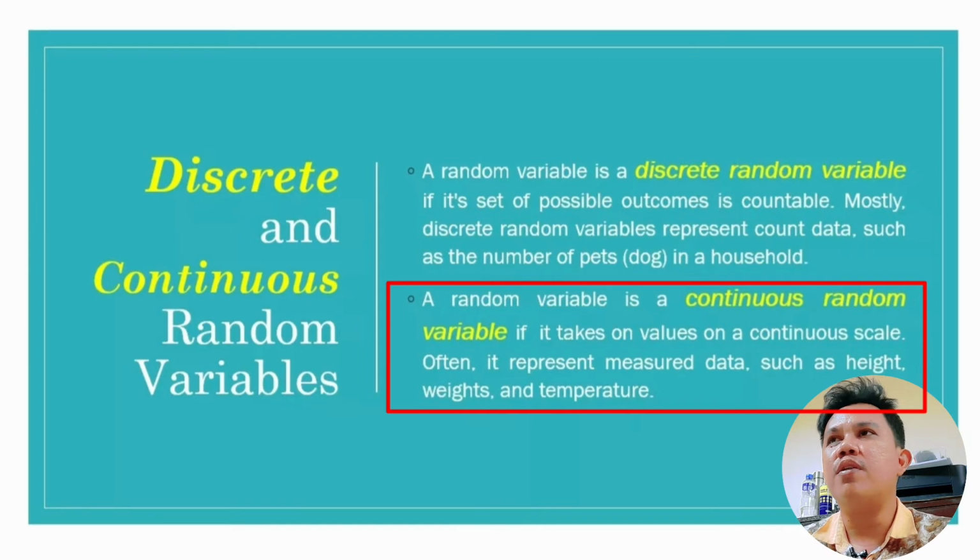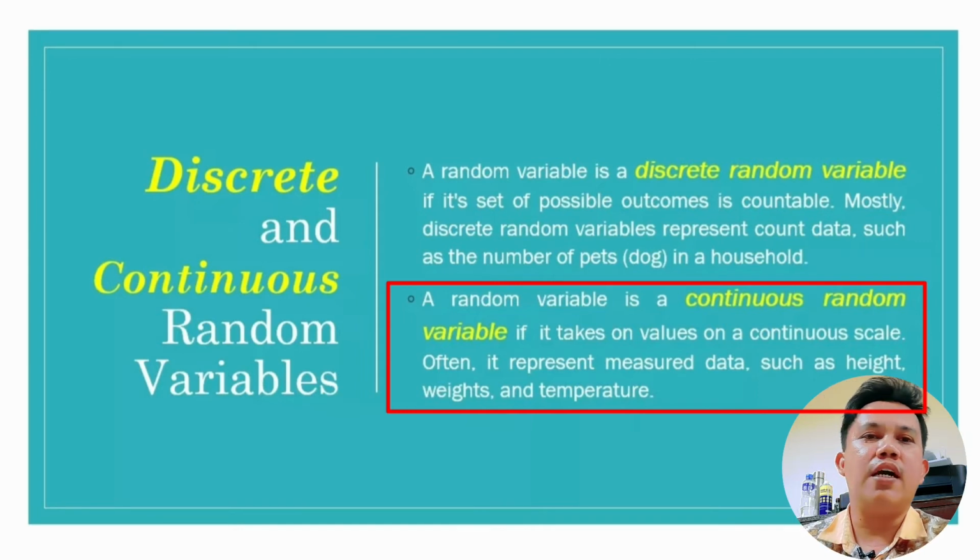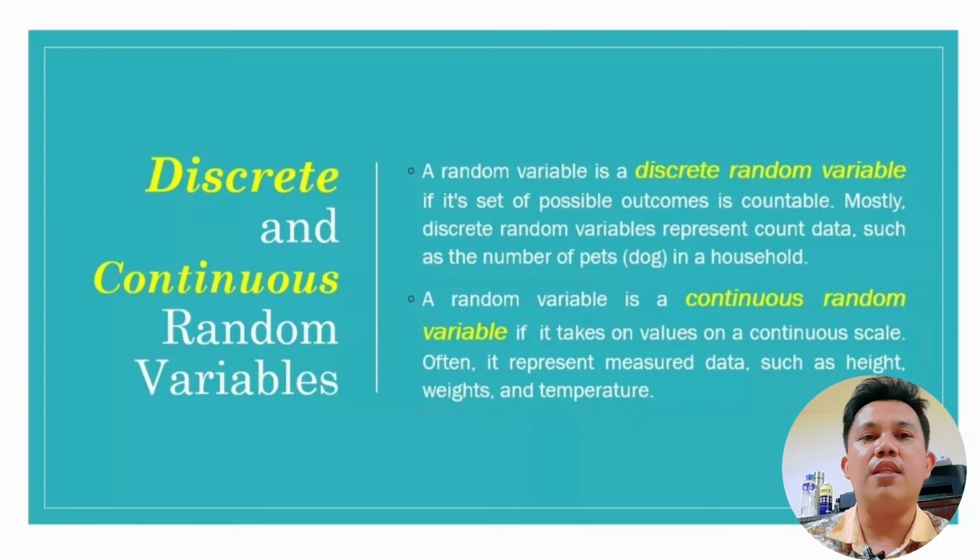Like for example, pupunta ka sa isang classroom at kukunin mo yung height nila. Height ng grade 11 students. Magkakaiba sila ng height, no, in terms of measurements. Iba, 165 cm, may mga decimal point pa. So those kind of data is an example of continuous random variable like height, weight, and temperature, and so on and so forth. Now, let's have a short activity.